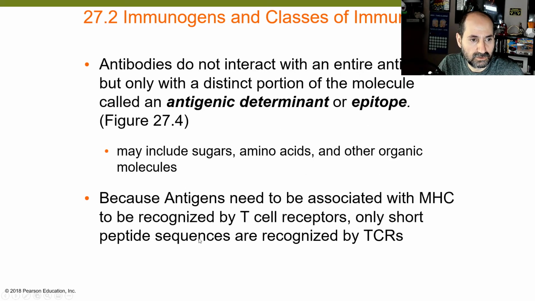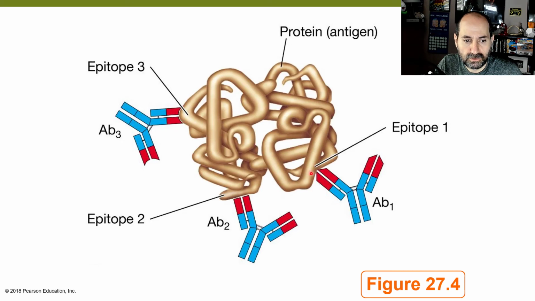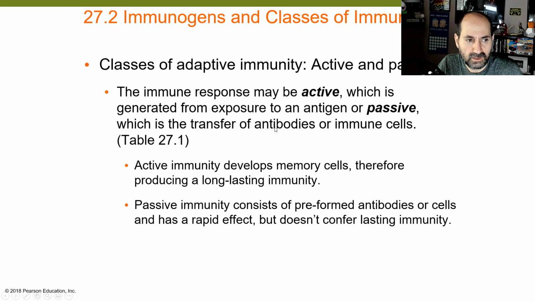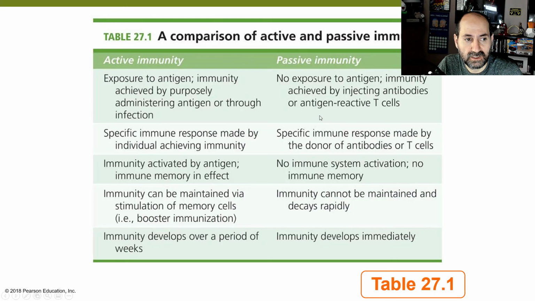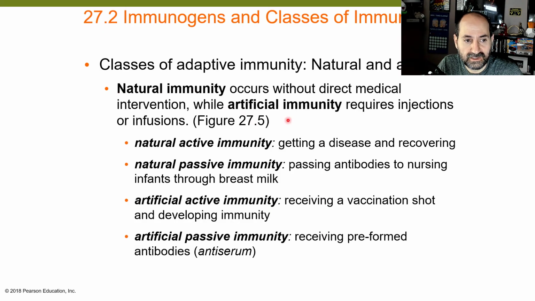What else did we need to know? Know the difference between an antigen and an epitope. Remember, the epitope is the specific portion of the antigen that is recognized by the antibody. The epitope is the portion of the antigen recognized by a particular antibody. Know the difference between active and passive immune response. Know the difference between natural and artificial immunity. I might ask you examples like this on the exam. What's an example of natural active immunity, natural passive immunity, artificial active, etc.?